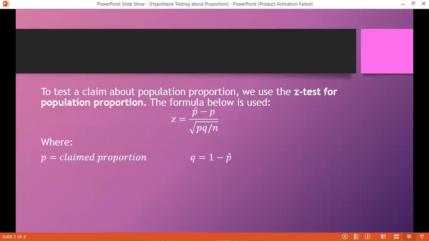where P is the claim proportion, Q is the difference between 1 minus P, p-hat is the sample proportion, and N is the sample size.